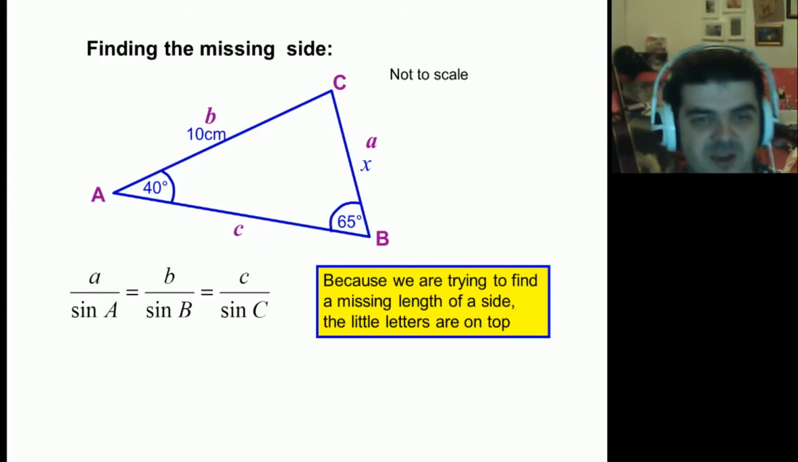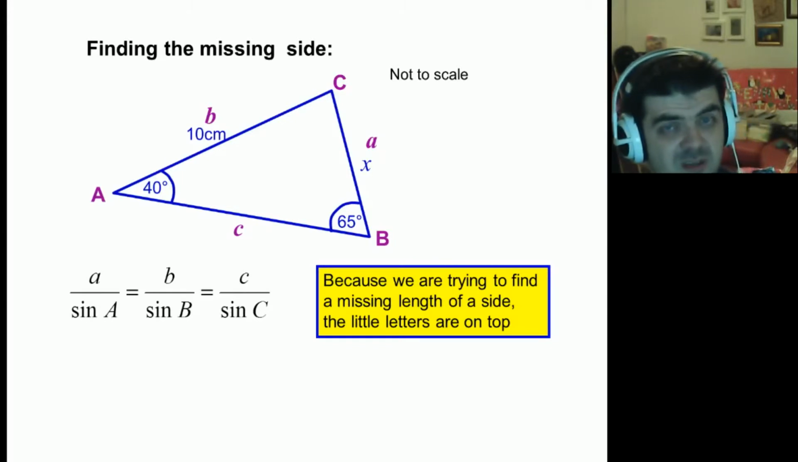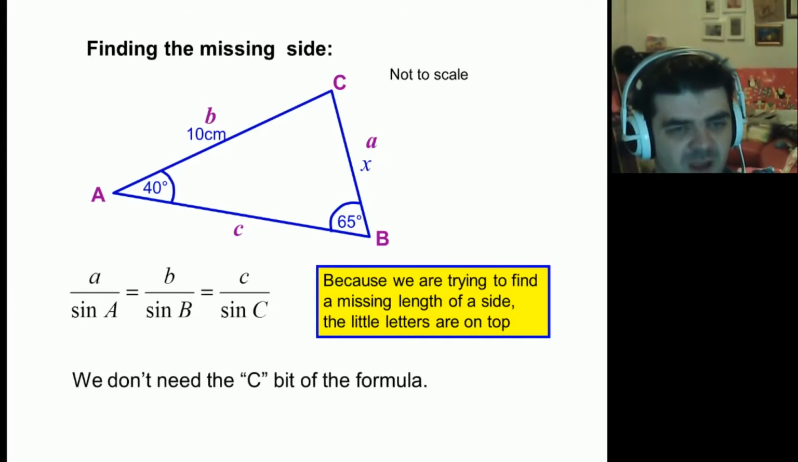Because we are trying to find a missing length of a side, it's best to use the little letters on top rather than the other way around. If you were looking for an angle, you'd probably be best having the sine A or sine B or sine C on top. It would make it a bit easier for you, but these are also good at rearranging your algebra. It wouldn't really matter either way which way you did. So we'll put in our values.